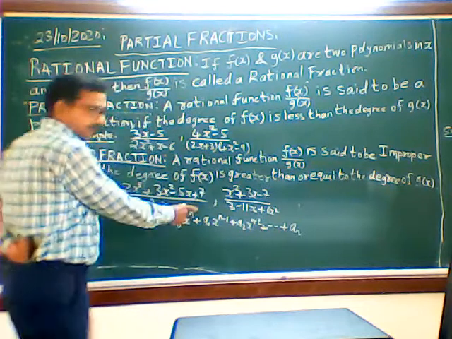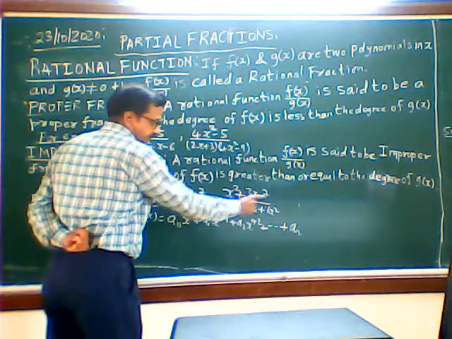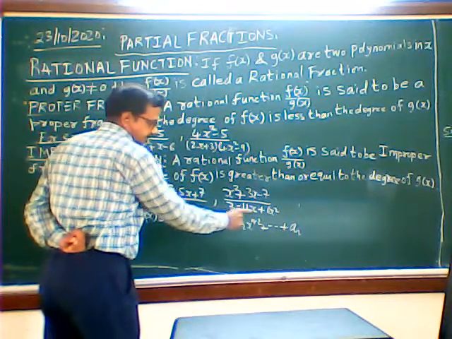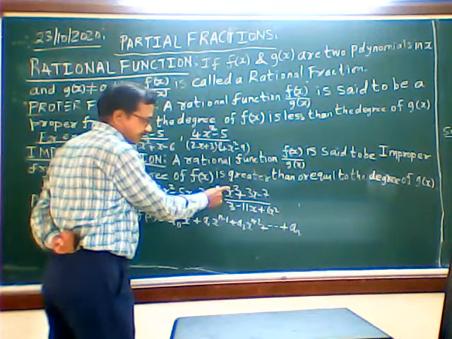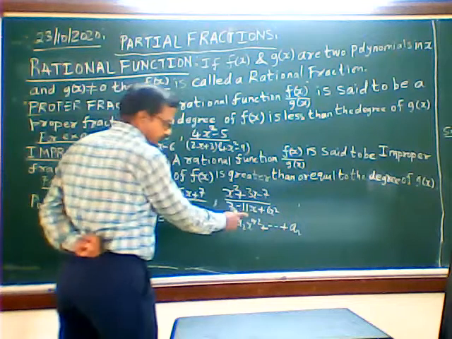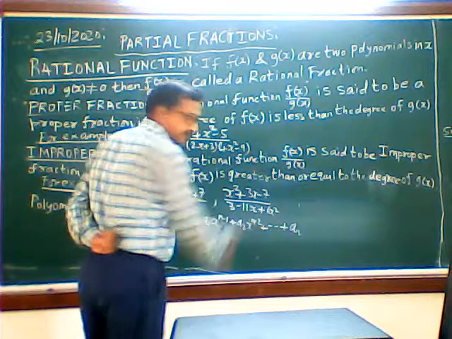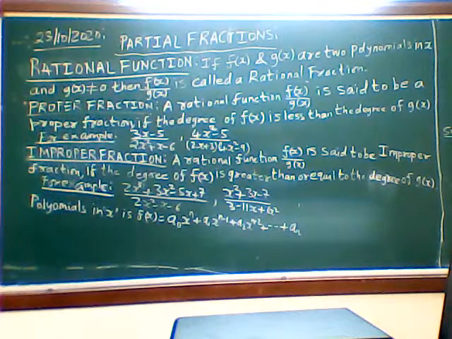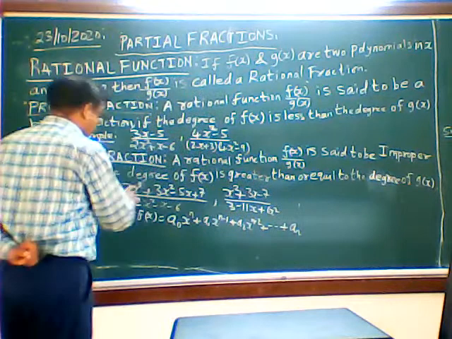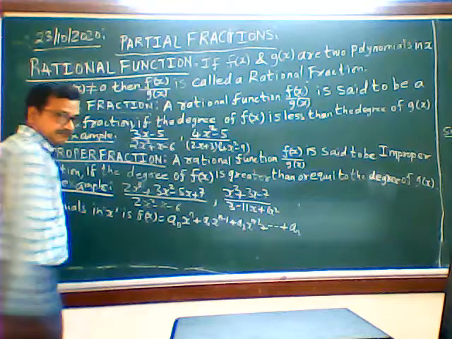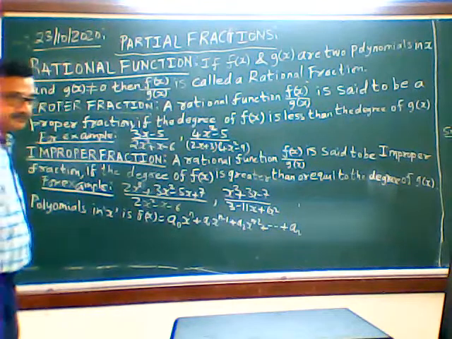In the next example, I have shown the degrees both the same. X square plus 3x minus 7 divided by 3 minus 11x plus 6x square. Here the numerator, that is f of x, has degree 2, and the denominator, that is g of x, has degree 2. So both are the same. So the second example is equal to, and in the first example it is greater than. Okay, that is how proper and improper fractions are given.